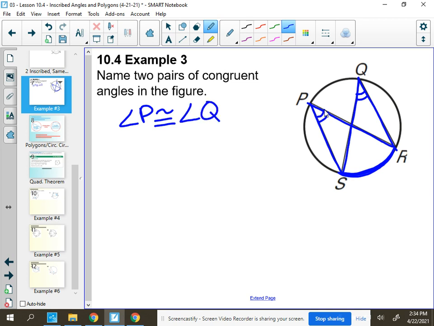And it actually works the other way too, that if I start here and put S as my vertex, angle PSQ forms that arc, and then angle QRP is also creating arc PQ. So it's the same deal going this way, that angle S would be congruent to angle R.